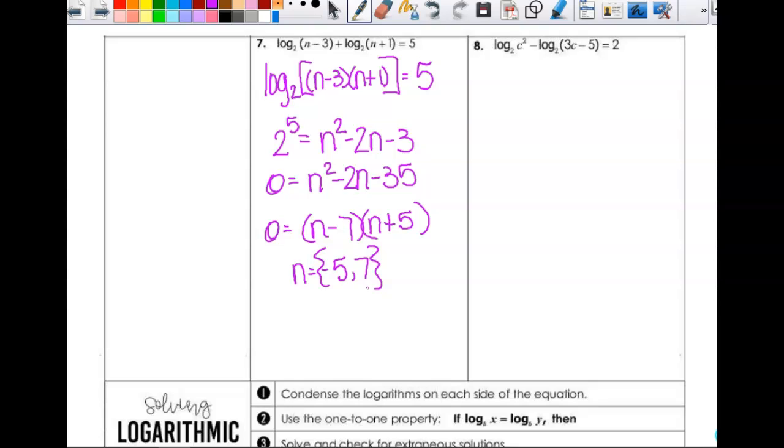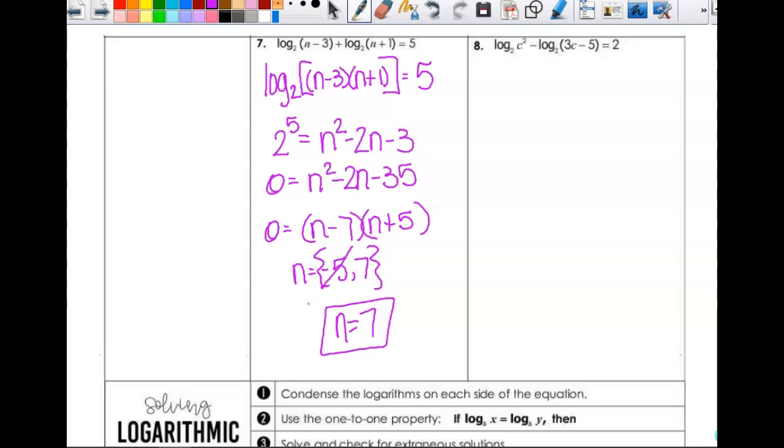Okay, so did you get negative 5 and positive 7? Are they both going to work? No, because when I substitute in negative 5 right here, that gives me negative 8. So that one's no bueno. 7 in here gives me a positive 4. That would give me a positive 8. So it's just n equals 7. Everybody okay with that? Awesome.